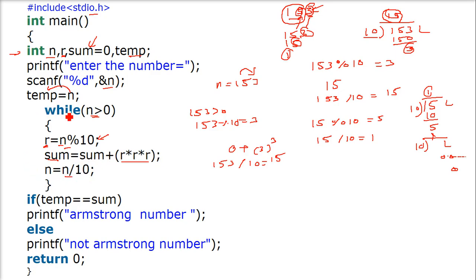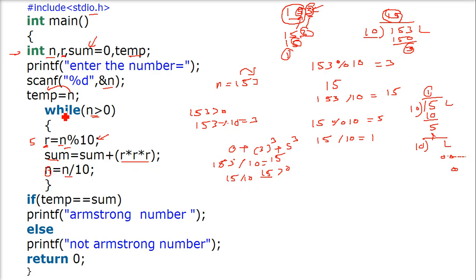Then you go back again. Since this 15 is greater than 0, you go again inside the loop. Now again n modulo 10, 15 modulo 10, you are going to get 5 here. Now sum was already having 3 cube. So now you will add 5 cube here. And the sum will have 3 cube plus 5 cube. Now you want to scrap off this 5 also, 3 already done. So you divide it by 10. So now only 1 is remaining.